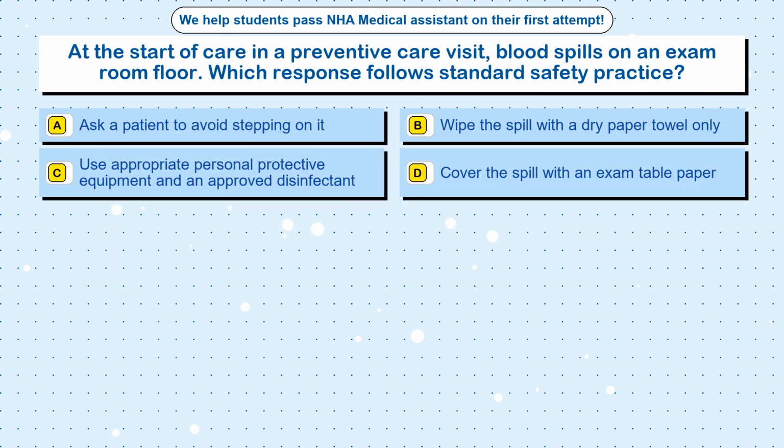Question 53. At the start of care in a preventive care visit, blood spills on an exam room floor. Which response follows standard safety practice? Option A. Ask a patient to avoid stepping on it. Option B. Wipe the spill with a dry paper towel only. Option C. Use appropriate personal protective equipment and an approved disinfectant. Option D. Cover the spill with an exam table paper.